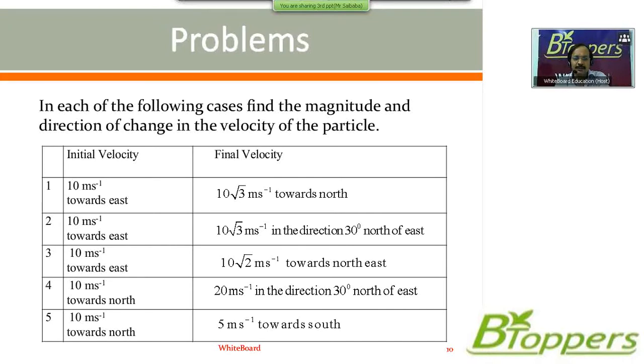Those students who have solved all the problems and have got the answers can skip this class and go to the next class. Otherwise, look at the solution of these problems. In the first problem, the initial velocity is 10 meters per second towards east. The final velocity is 10 root 3 meters per second towards north. You are asked to find the magnitude and direction of the change in the velocity of the particle. Come and look at the solution of the problem.